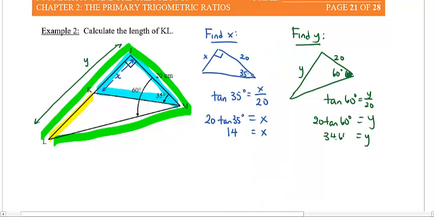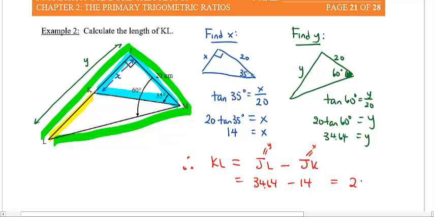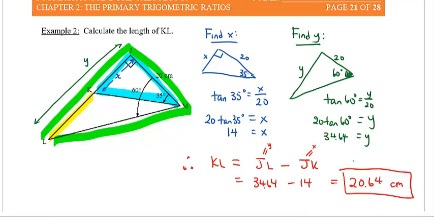0.64. And now therefore we've got those two pieces. The length of KL is really just the length of JL minus the length of JK. JL is your y, JK is your x, so I'll take 34.64, subtract 14, and that gives you the answer of the length of KL. There you go. Okay. Example number 2 was very similar to example number 1.